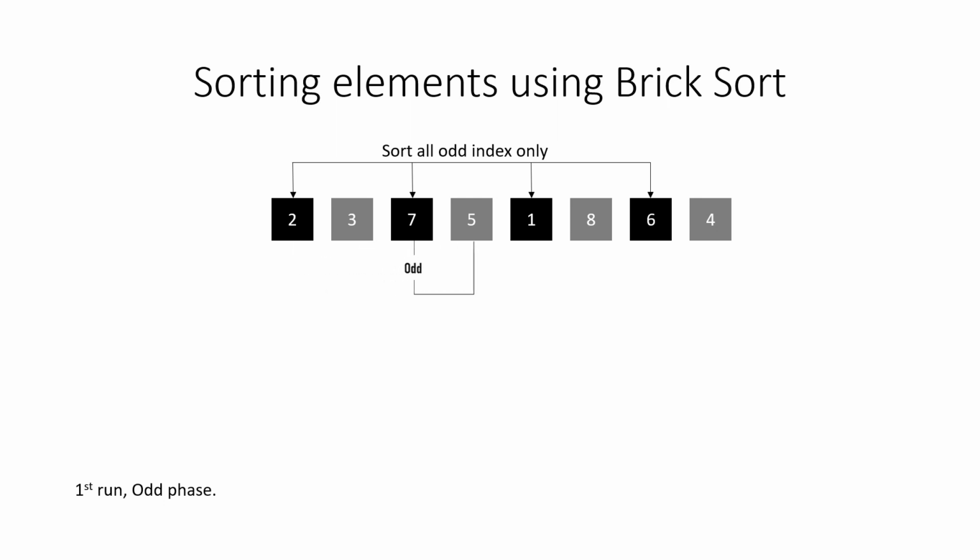Next, we will proceed to the next odd index, which is 7, and compare it to 5. At this point, these two are out of order because 5 should come before 7. So we'll need to swap these two. We'll then proceed to the next odd index with the value of 1, compare it again, and swap the position if they are not in order. Again, proceed to the next odd index, whose value is 6, and compare again. Since 4 is less than 6, which means they are out of order, we're going to swap these two and we're done for the odd phase.